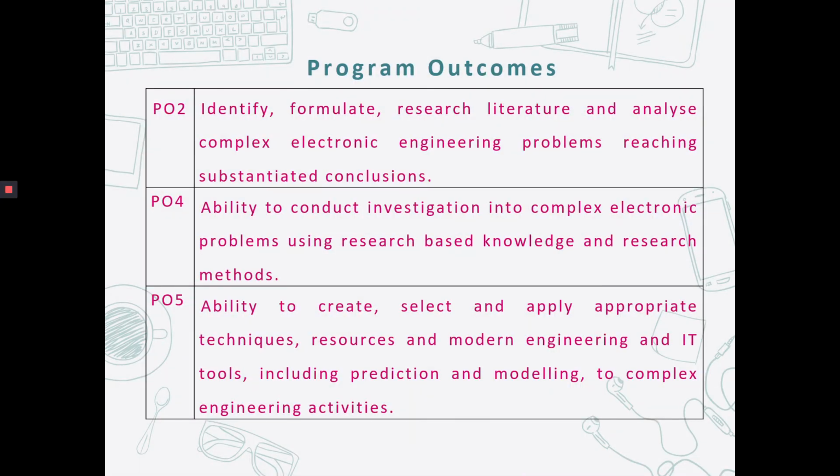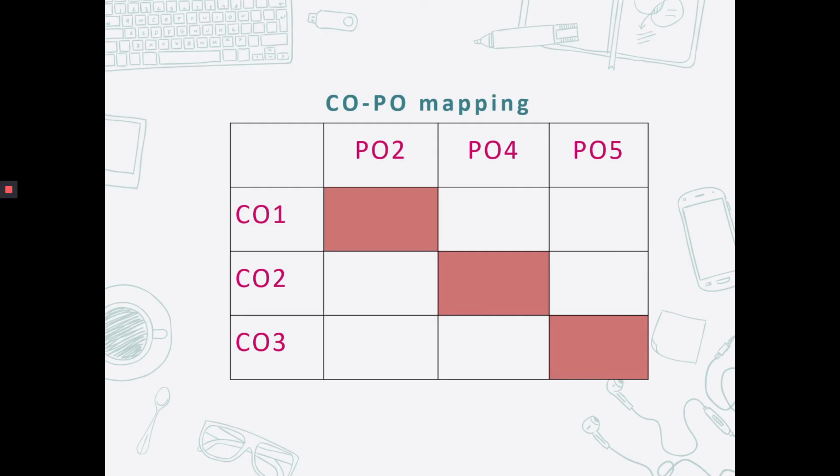There are 3 program outcomes related to this course. They are PO2, PO4 and PO5. So this is the CO-PO mapping for PO2, PO4 and PO5 with the 3 course outcomes CO1, CO2 and CO3. CO1 is related to PO2, CO2 to PO4 and CO3 to PO5.